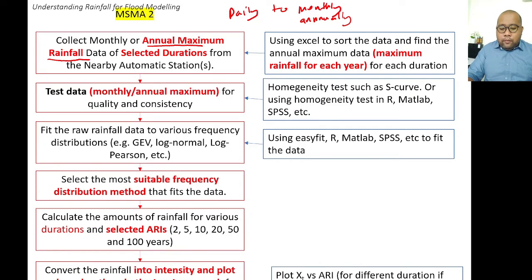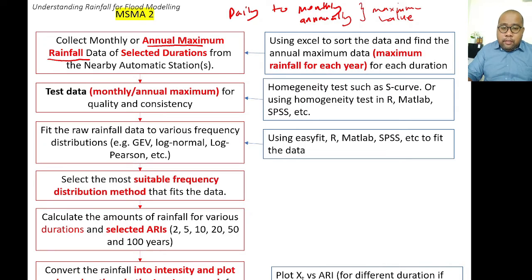After you convert or aggregate, you need to find the maximum value. So that's the first step. For me, if I receive data from the DID, I do the screening and also aggregate it to monthly using Excel or a spreadsheet. It's much easier than doing it manually.